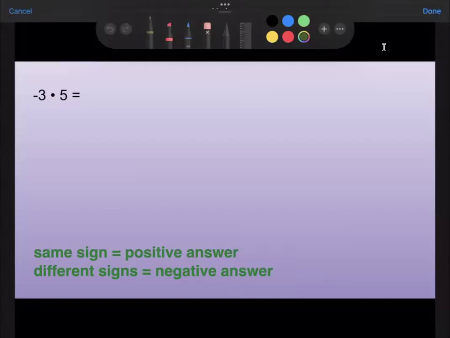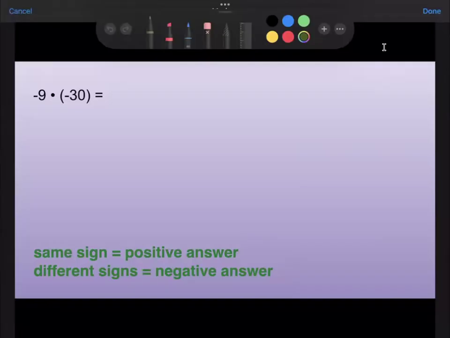Here is our next one. It's -3 times 5. These have different signs. One is negative, one is positive. So we're going to use our different signs rule. Different signs mean that the answer is negative. So I'm going to go ahead and put a negative sign there. Then all I have to do is calculate 3 times 5, which is 15. So that means the answer to this would be -15.